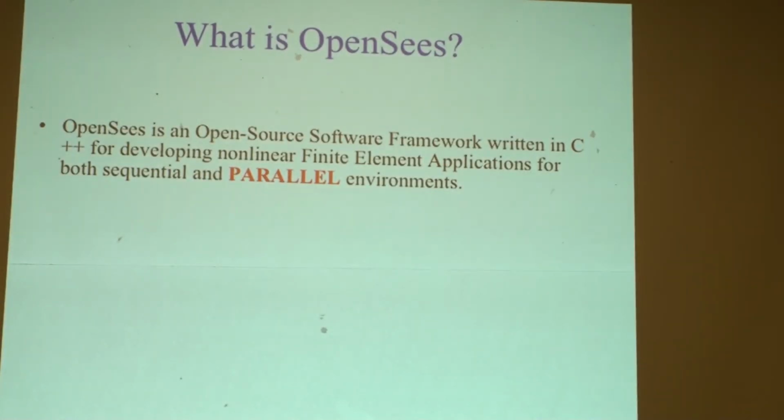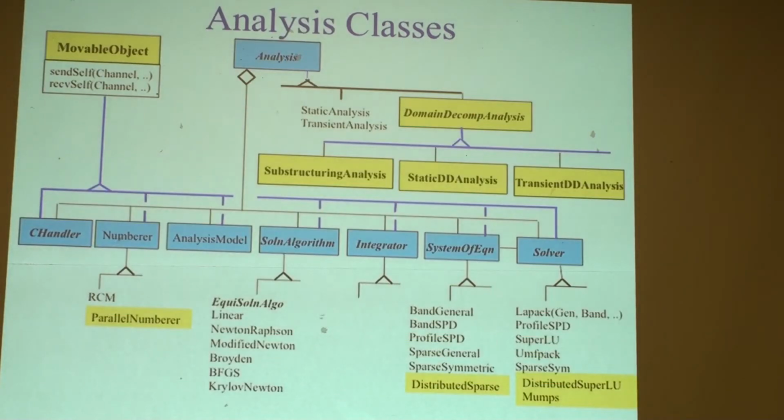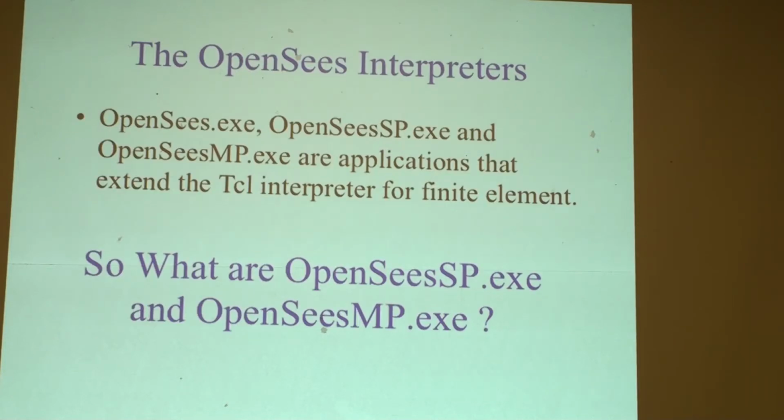So OpenSees, as I mentioned yesterday, is a software framework for building applications in structural and geotechnical engineering. And these applications are both sequential and parallel. There is stuff built into the classes of the code that's always been there for parallel and distributed processing. I released 2 interpreters for parallel processing. I briefly mentioned them yesterday. In the next few slides, I'm going to go through them and show you what they are and what they do. But these 2 interpreters are SP and MP.